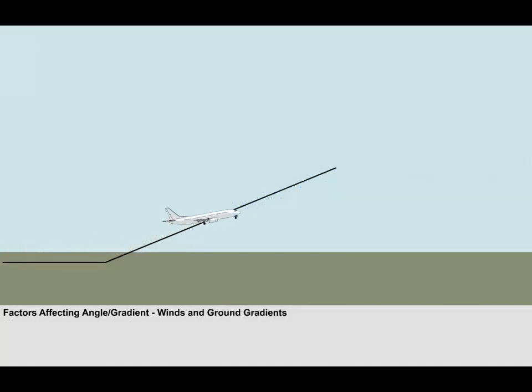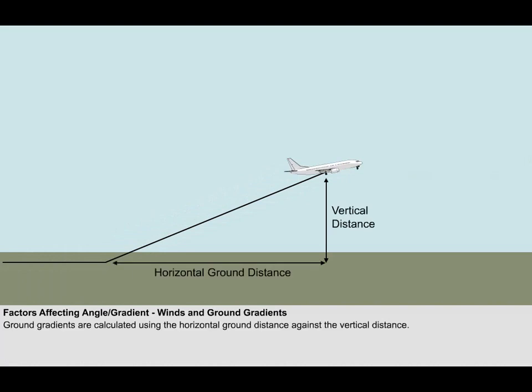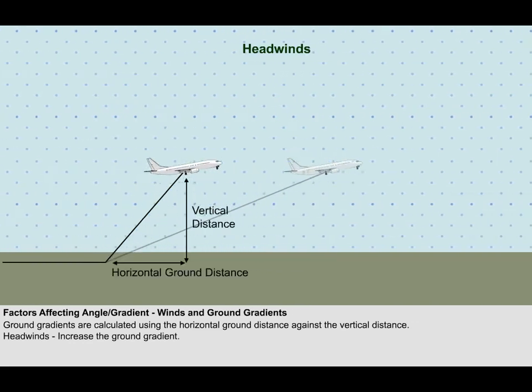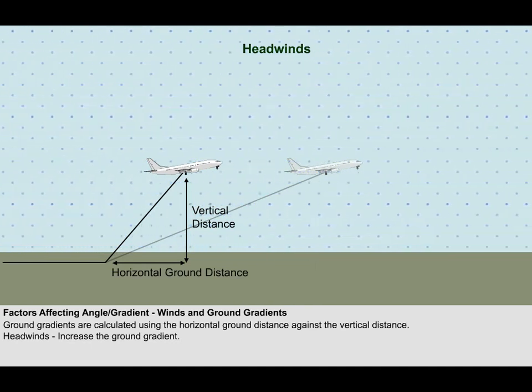The second type of gradient is called the ground gradient. This gradient is calculated using the horizontal ground distance against the vertical distance. Unlike the air gradient, this time the start point of the gradient is fixed in relation to the ground. If there is a headwind, notice that the aircraft, relative to the previous path, is being pushed backwards and will cover a reduced horizontal ground distance. The result is that the climb angle increases.